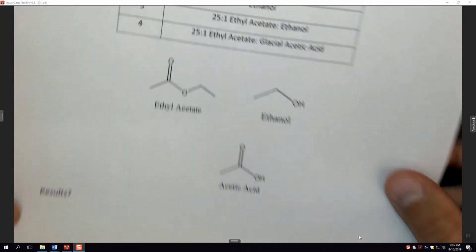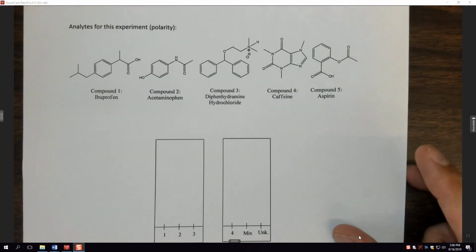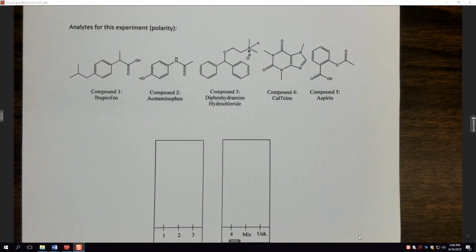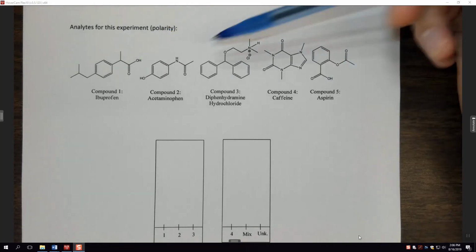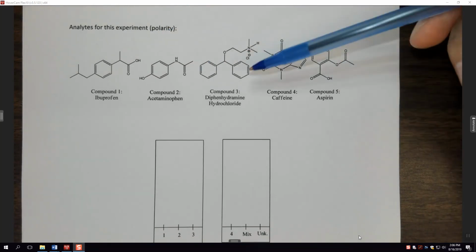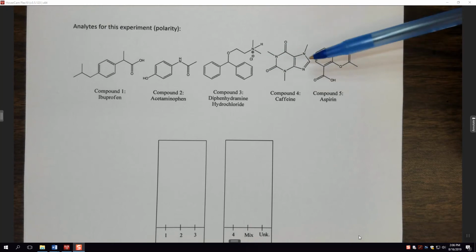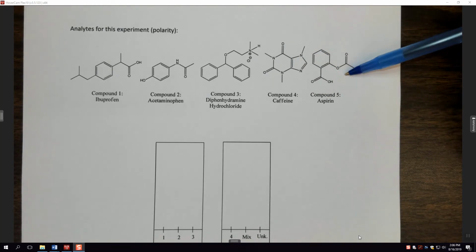All right, so the next thing that I would like to talk about is what are we actually using in this case? So in this case, we have two different things going on. The first thing we have going on is the compounds. And the compounds we have are ibuprofen, acetaminophen, diphenhydramine hydrochloride, caffeine, and aspirin.